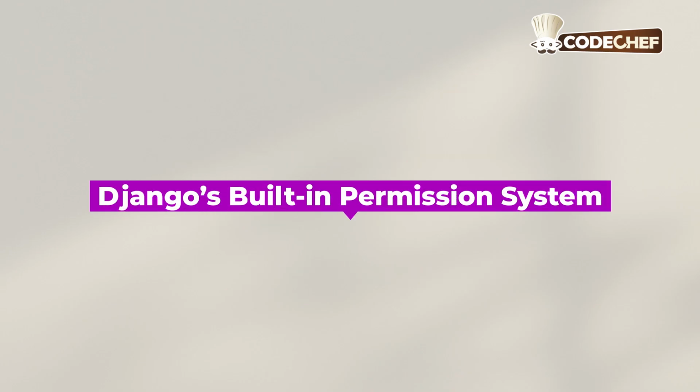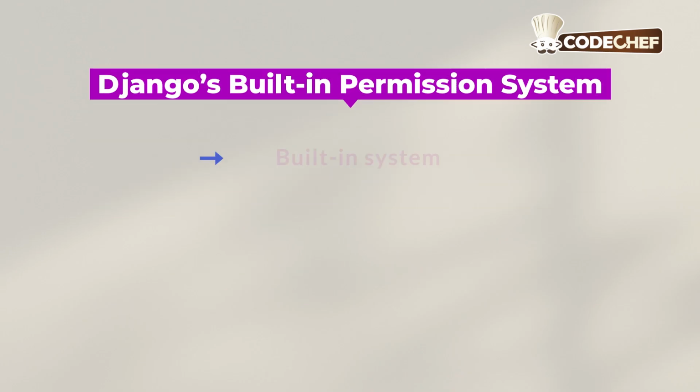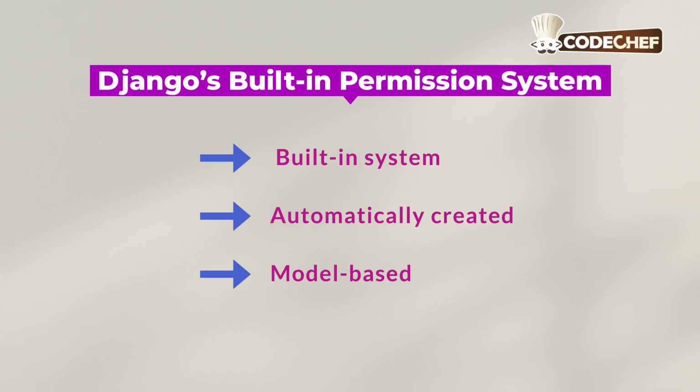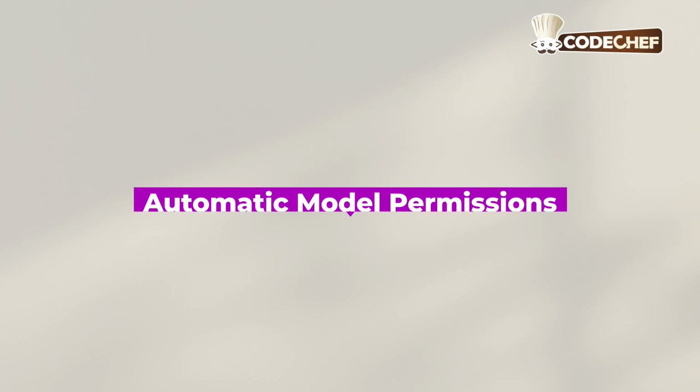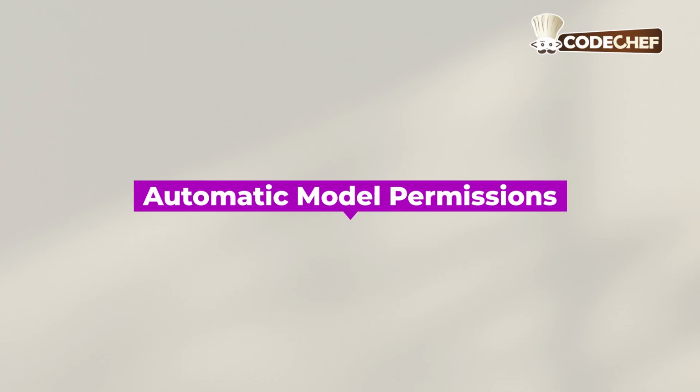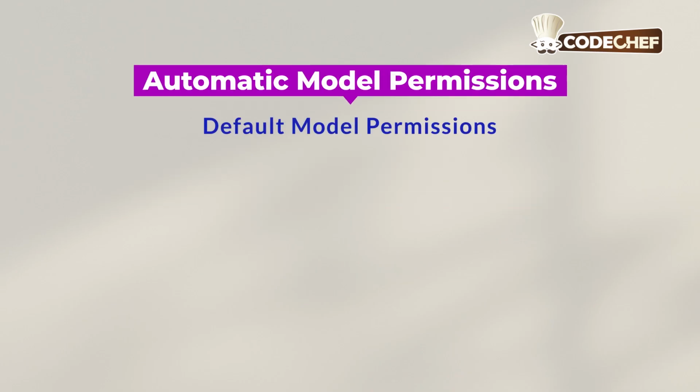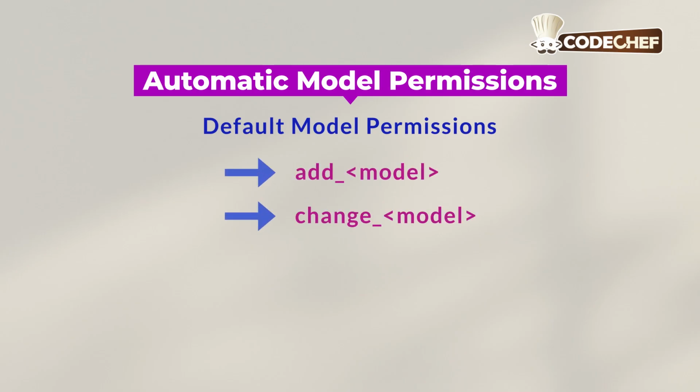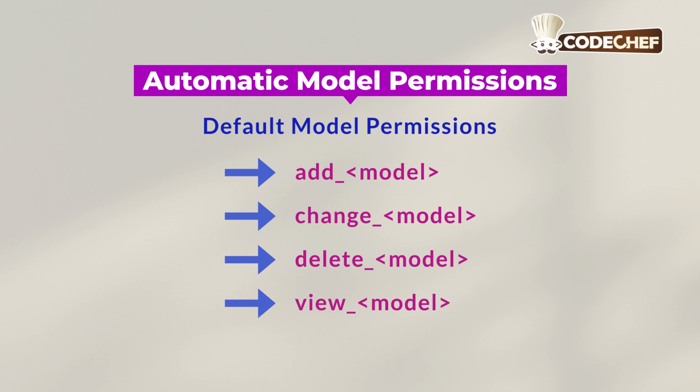Now let's look at Django's built-in permission system. Django comes with a powerful built-in permission system. The best part is you don't have to define basic permissions manually. Whenever you create a model and run migrations, Django automatically creates 4 permissions for that model. This corresponds to adding, changing, deleting, and viewing instances of that model.